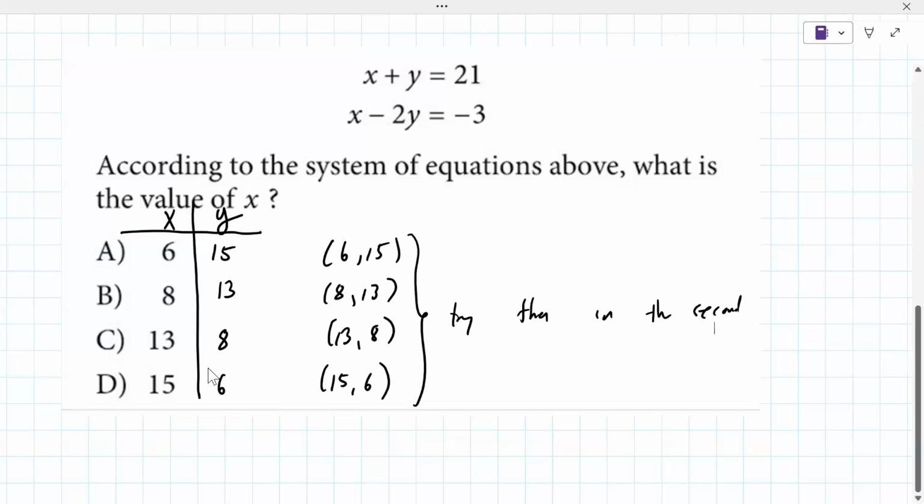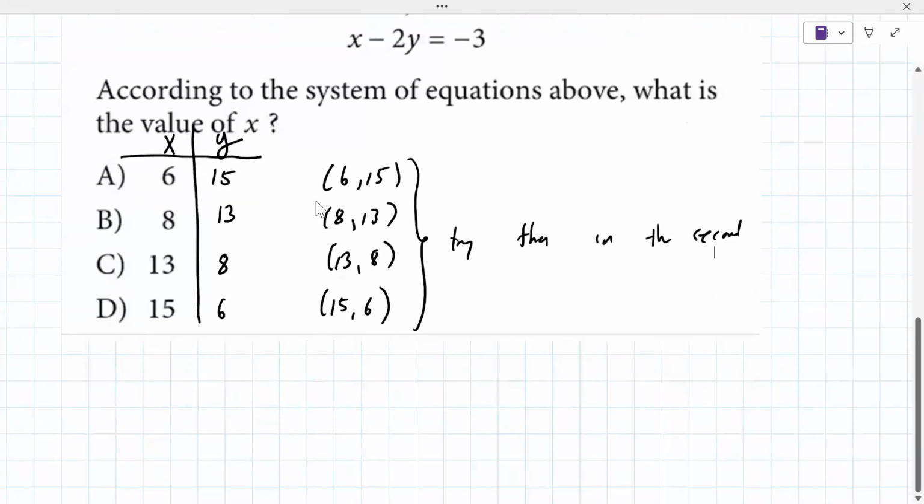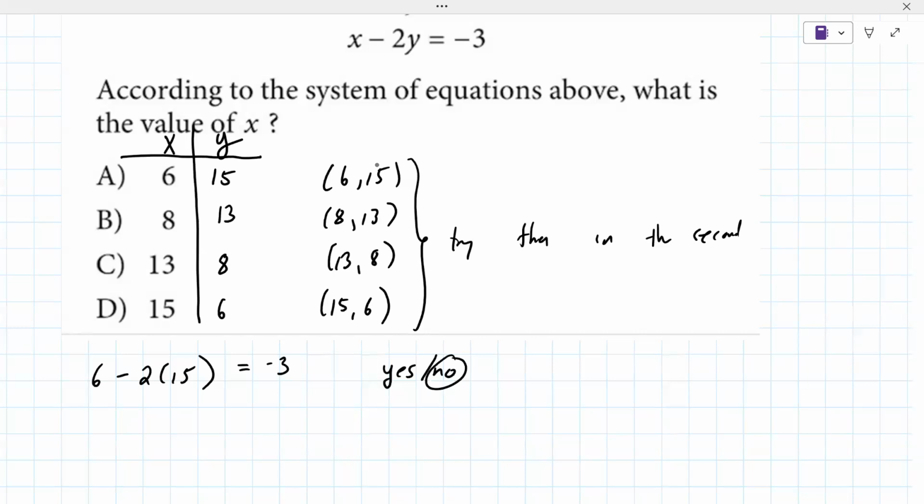All right. So let's just say we start with the first ordered pair, 6, 15. Is 6 minus 2 times 15 equal to -3? Yes or no? This question is to you. Does that equal -3? No. It does not. We move on to the next one.